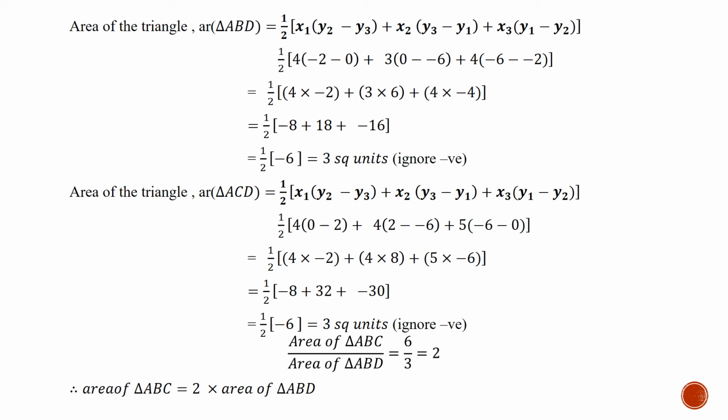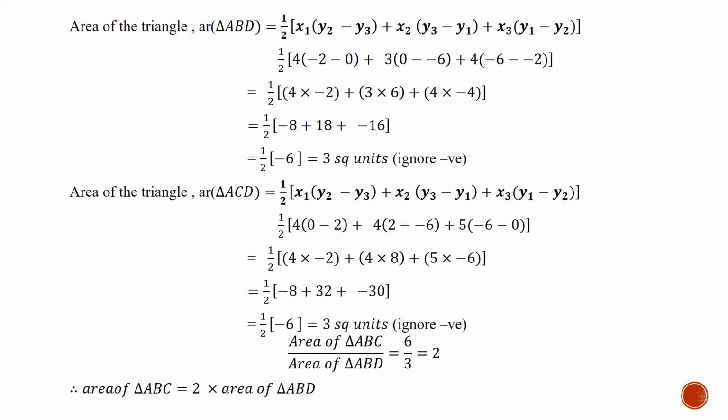Now, as we got the point D, let us find the area of the triangle ABD. It will be half into 4 into negative 2 minus 0 plus 3 into 0 minus negative 6 plus 4 into negative 6 minus negative 2, which is equal to half into 4 into negative 2 plus 3 into 6 plus 4 into negative 4, which is half into negative 8 plus 18 plus negative 16 equal to 1 by 2 into negative 6 equal to 3 square units. Again, we have to ignore the negative.